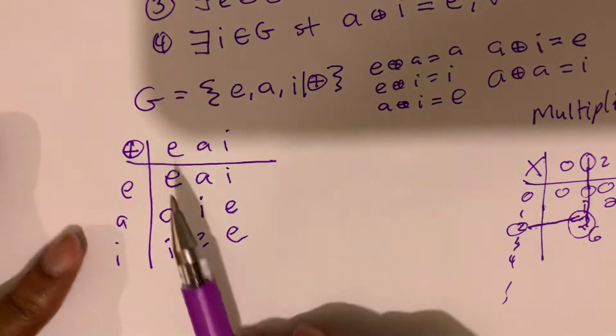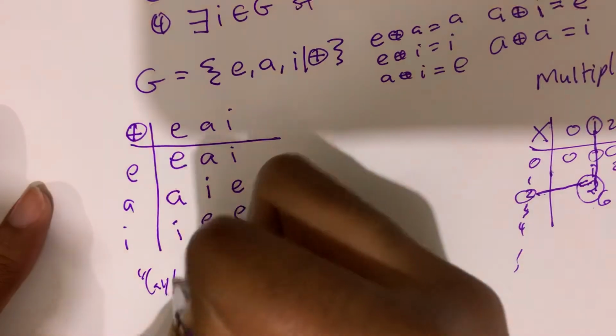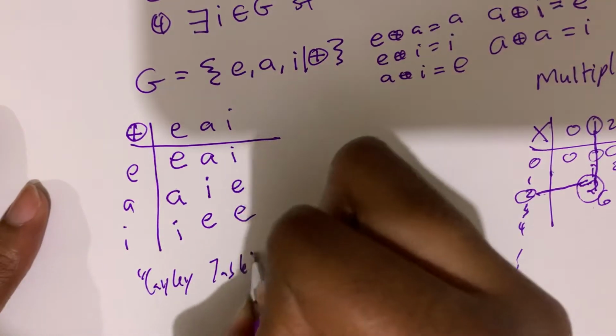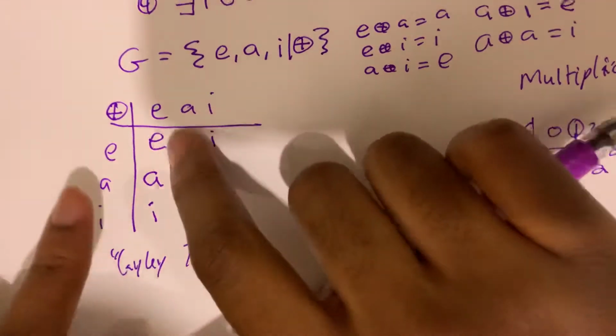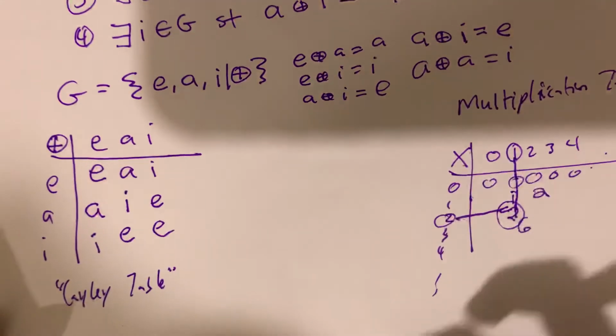And this is what we call a Cayley table. Basically, we just take two elements here. We kind of cross them together to get what the operation is. There's some way of organizing this.